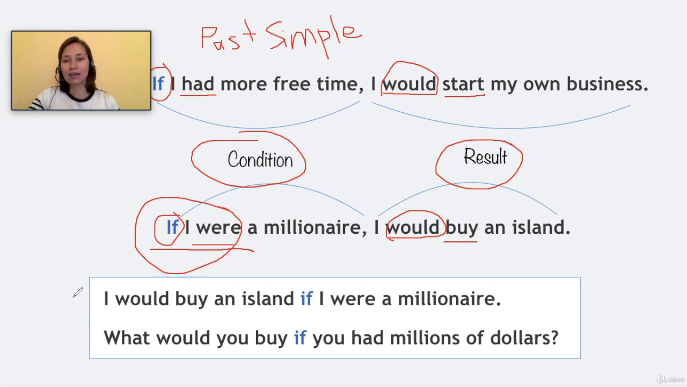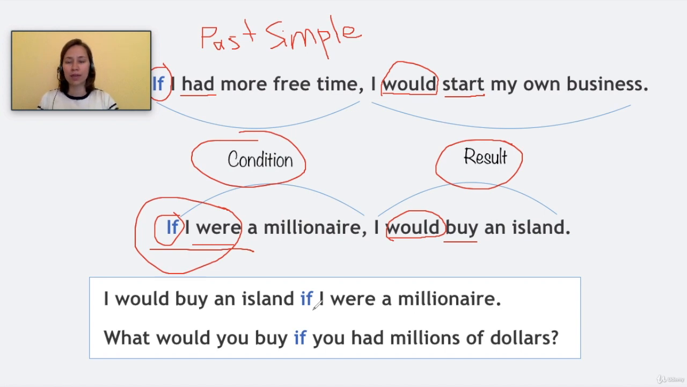Okay, and again, the thing that you remember from first conditionals is that you can change the condition and the result, the positions of them in the sentence. You can reverse these positions. So you can say the result first and the condition in the end of the sentence. For example, like here, I would buy an island if I were a millionaire.